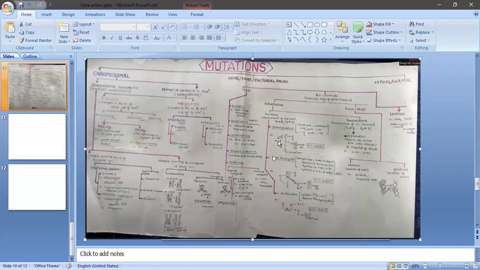But when A undergoes tautomerization, A star, the unusual base, adenine, binds with C in the next replication process. That's why in the next generation, it is no longer always an AT pair.